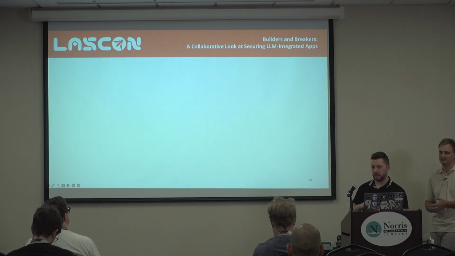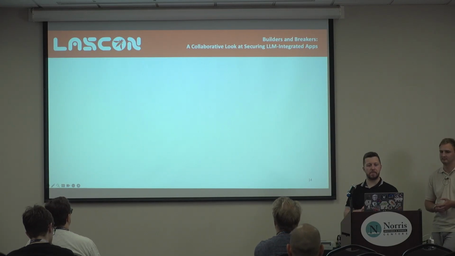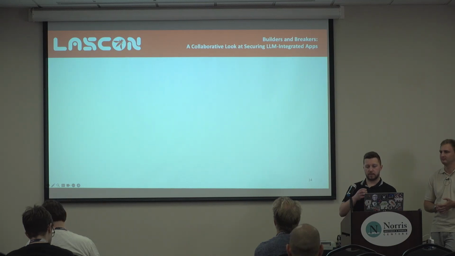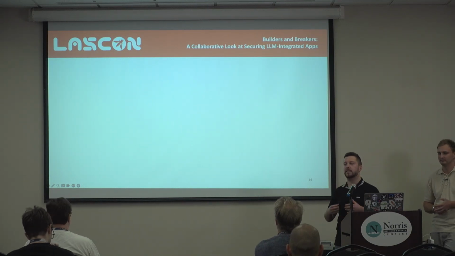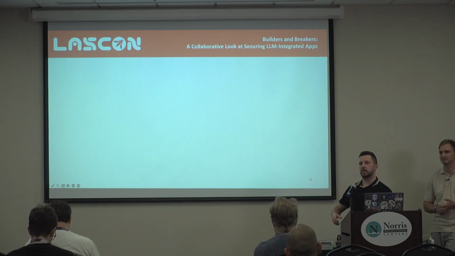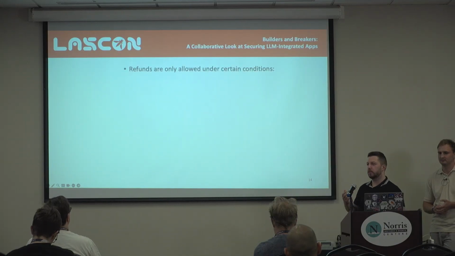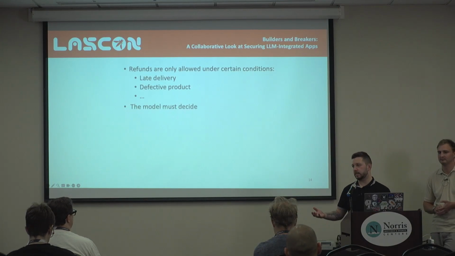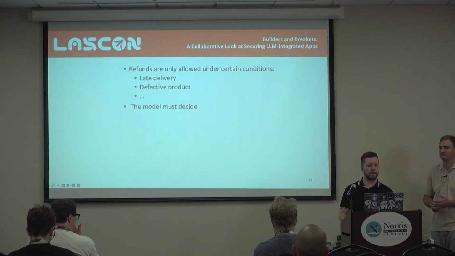We have an application like this web shop where an LLM is tasked with handling customer refund requests. And we want the AI, the LLM, to decide for us, because I want to reduce the support workers. I want to make it faster. The refunds are of course only allowed under certain conditions: late delivery, for example, or a defective product. And as I said earlier, the model must decide.